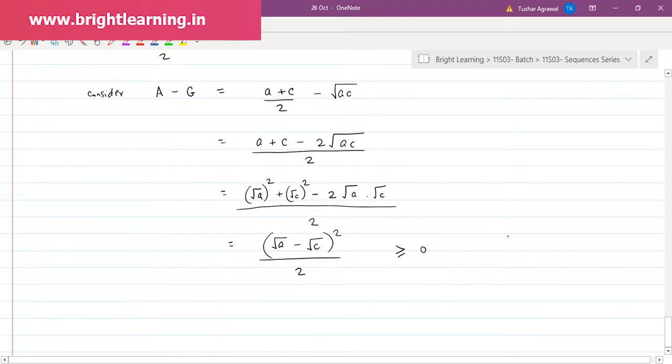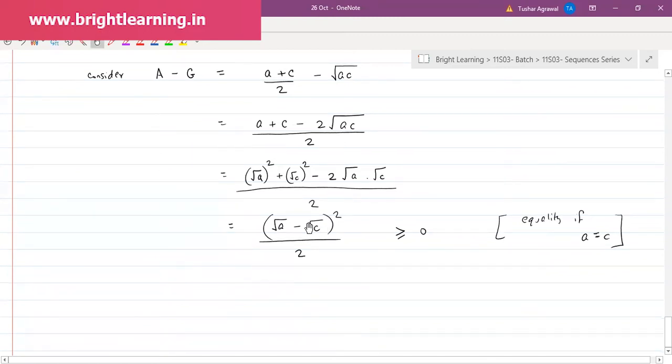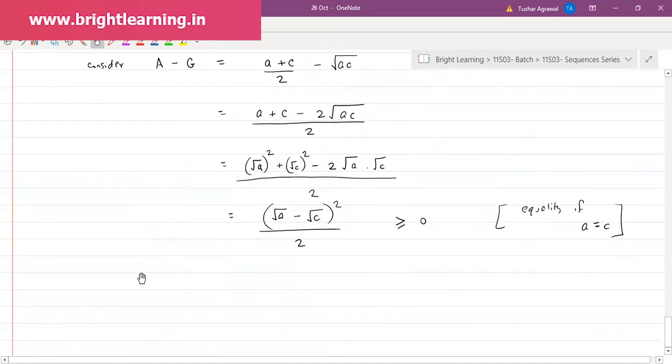Equality will occur if A is equal to C. Done. So (root A minus root C) whole square upon 2 is always greater than or equal to 0. Therefore, A minus G is always greater than or equal to 0. That is, A is always greater than or equal to G.